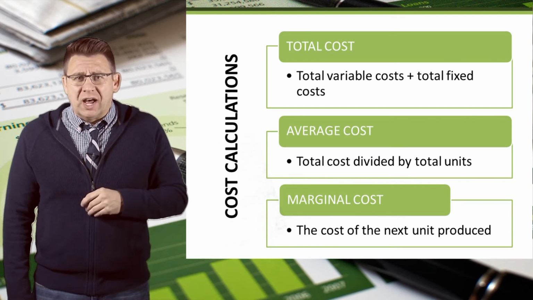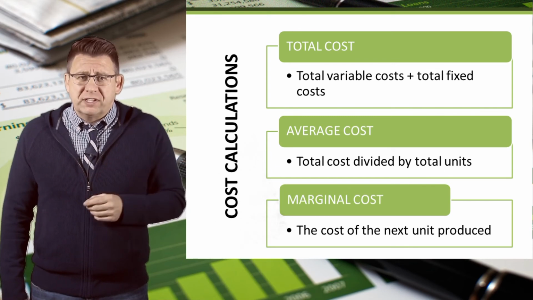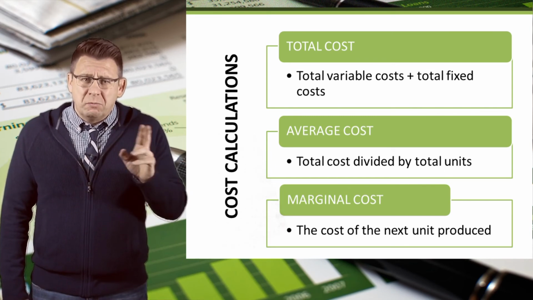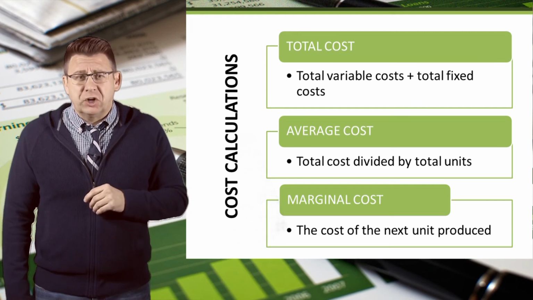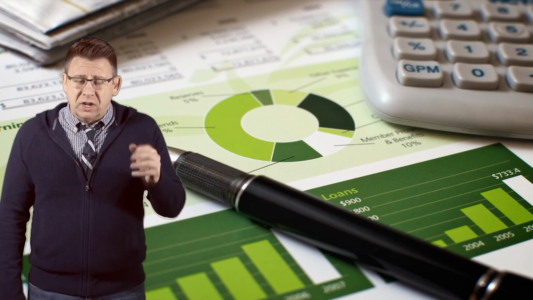Finally, marginal cost is the cost of making one additional unit. Since total fixed costs don't change, the marginal cost is really the same as the variable cost. And that concludes this video about different cost terminology.